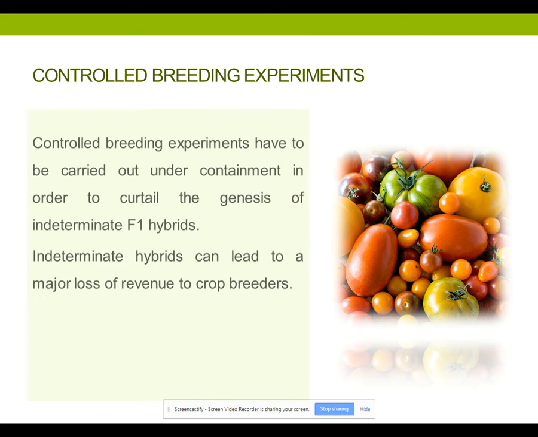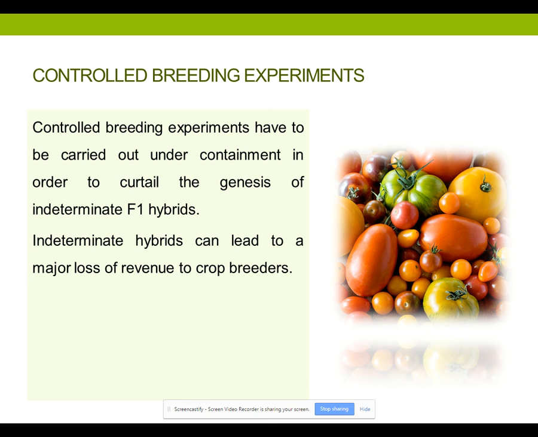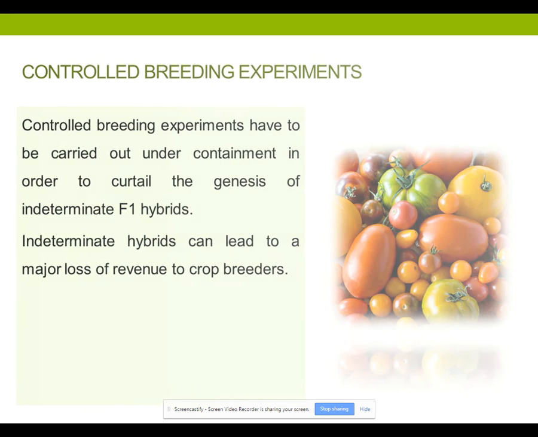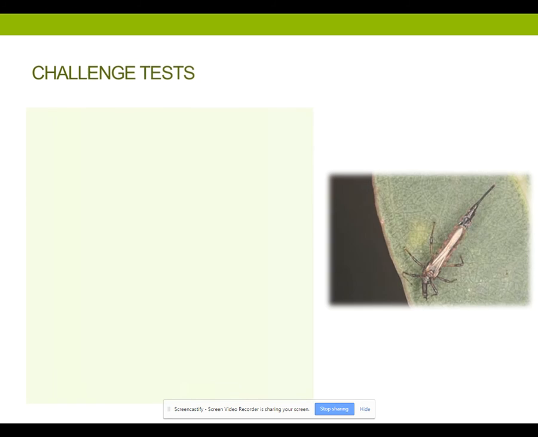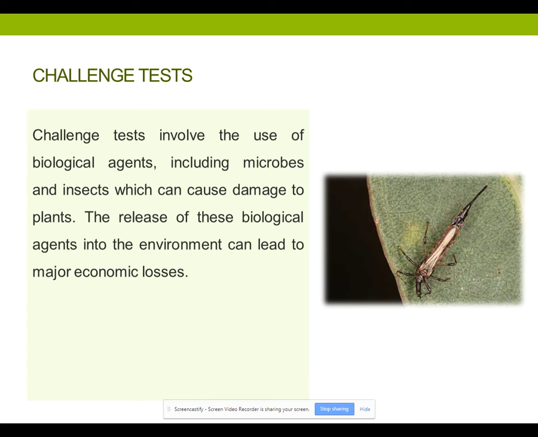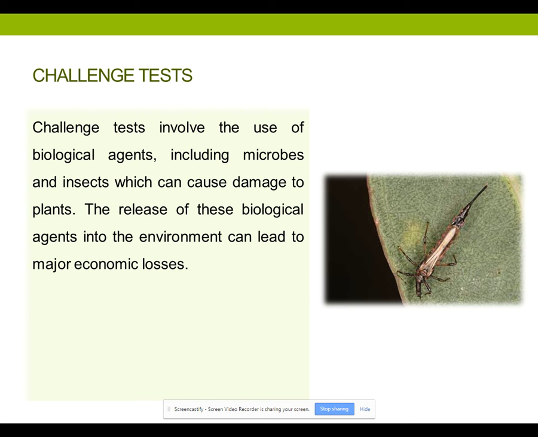Finally, controlled breeding experiments may have to be carried out under containment in order to curtail the genesis of indeterminate F1 hybrids. Indeterminate hybrids can lead to a major loss of revenue to crop breeders. Challenge tests involve the use of biological agents, including microbes and insects, which can cause damage to plants if released in the environment. These situations require containment.